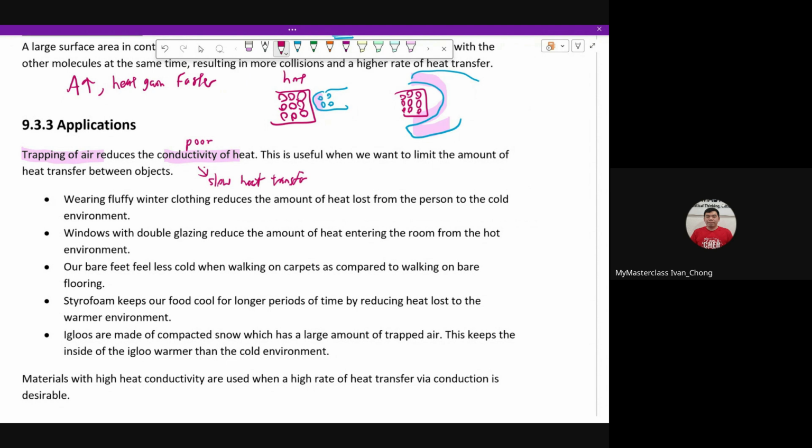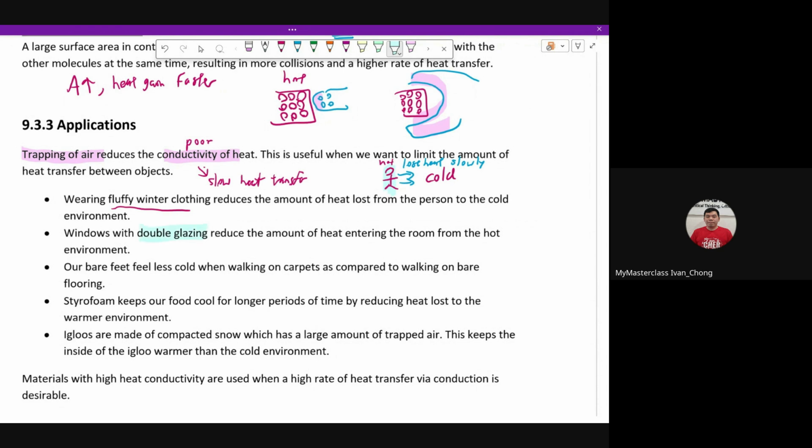So when you wear fluffy clothing, usually when we are wearing winter clothing, your surroundings are cold and the person himself is hot. So what happens is he's losing heat. If you want to keep warm, you don't want to lose heat so fast. You want to lose heat slowly, so you need a poor conductor of heat. So you wear winter clothing to trap the heat around you, so you lose heat slower.